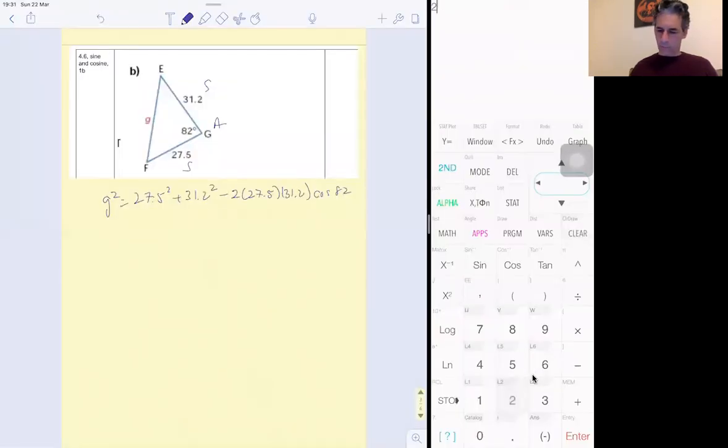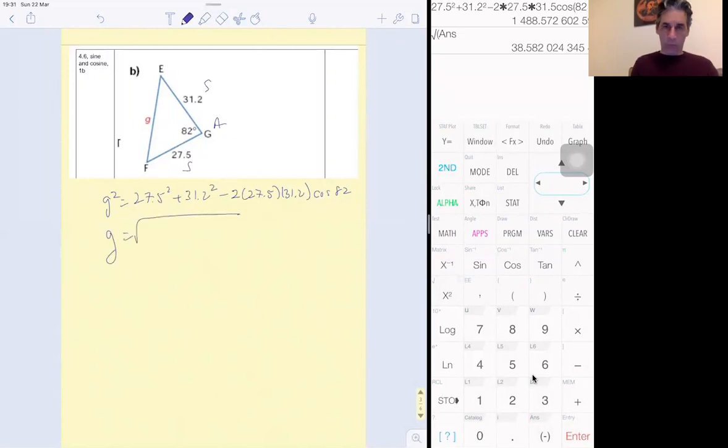And we just have 2 calculations to do. First, we have the line that we have, 27.5 squared. Cos of 82, and that gives us some number like that. And then we need to take the square root of that number. And so the answer for G is the square root of 1488.572, which is 38.58. So to 1 decimal place, we would say 38.6 units.